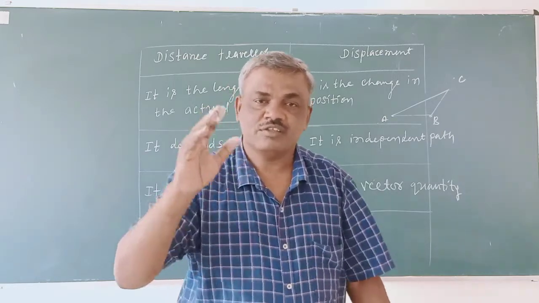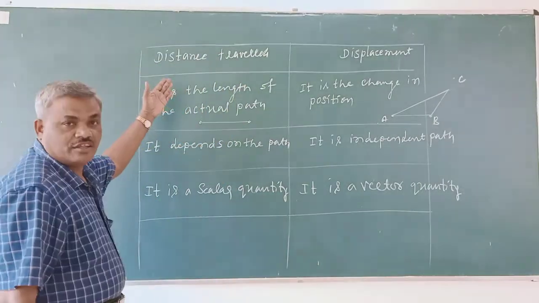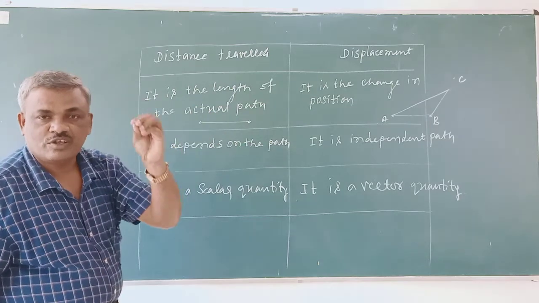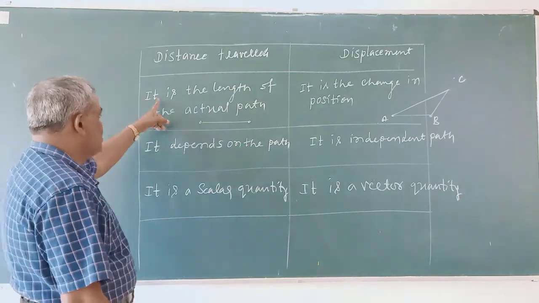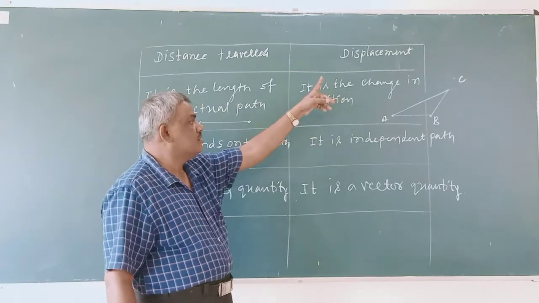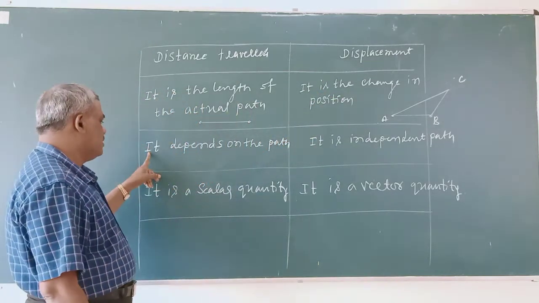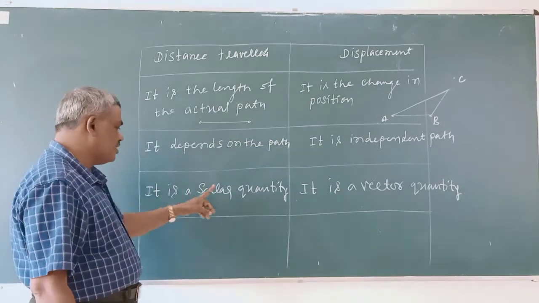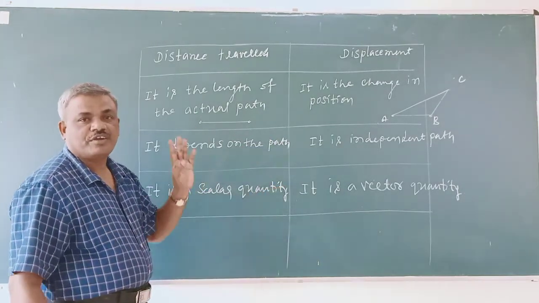So students, this is a 2-mark question: write any two differences between distance travelled and displacement. Observe here: distance is the length of the actual path, displacement is the change in position. Distance depends on the path, displacement is independent of the path. Distance is a scalar quantity, displacement is a vector quantity.